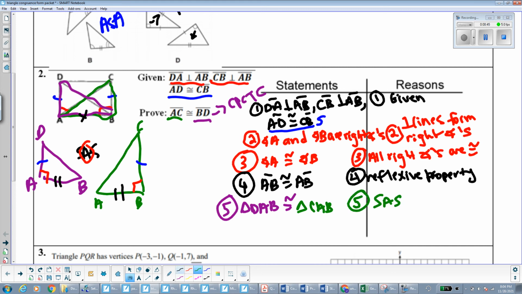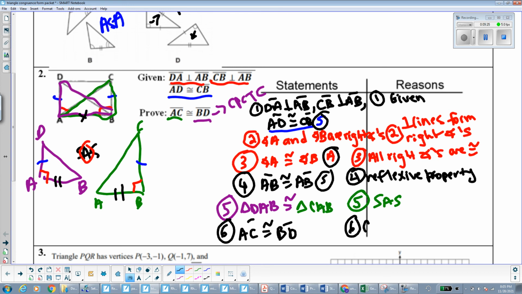Just to verify, we have all the information that we need for SAS in our proof. We have that first pair of sides in blue from our givens. From step 3, we said angle A was congruent to angle B since they were both right angles. So that gives us the A that we're using for SAS. And then from step number 4 with the shared side AB, that is the last pair of congruent sides that we're using for SAS. We have our 2 pairs of sides and our angles that we're using all mentioned in the proof. From there, it is one more step to say that AC is congruent to BD, which is what we actually need to prove.